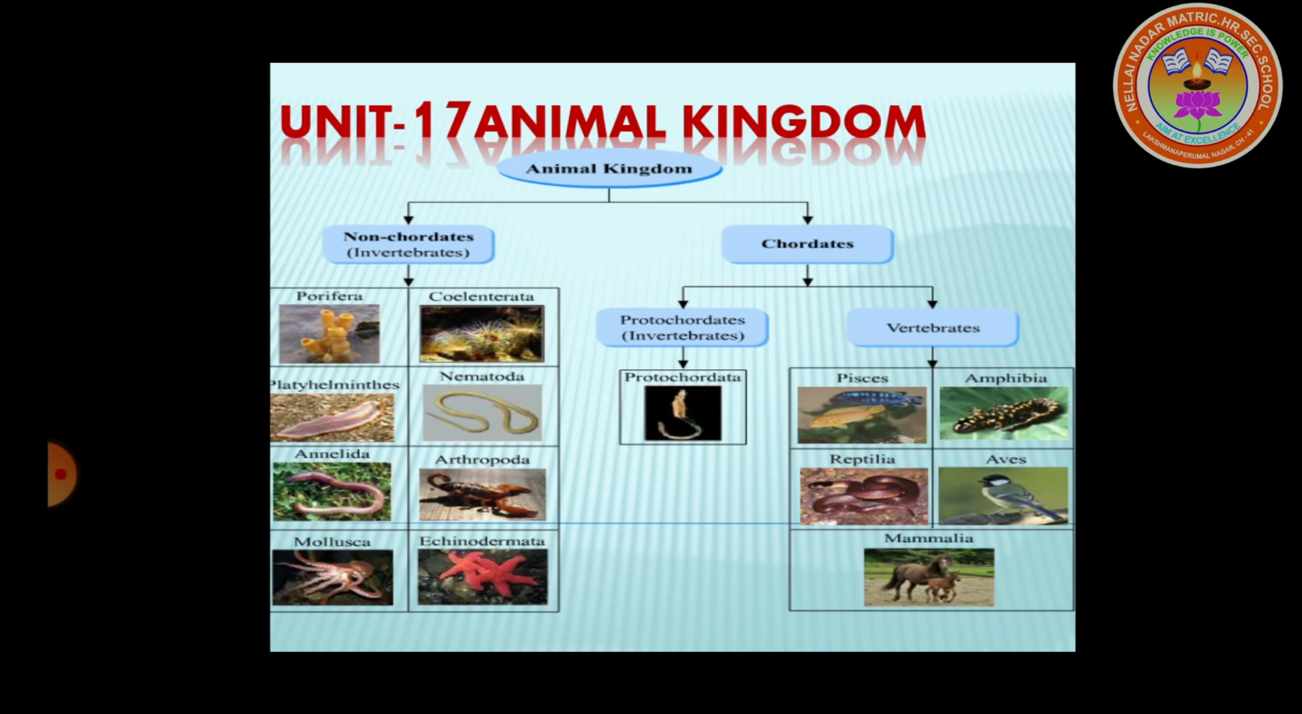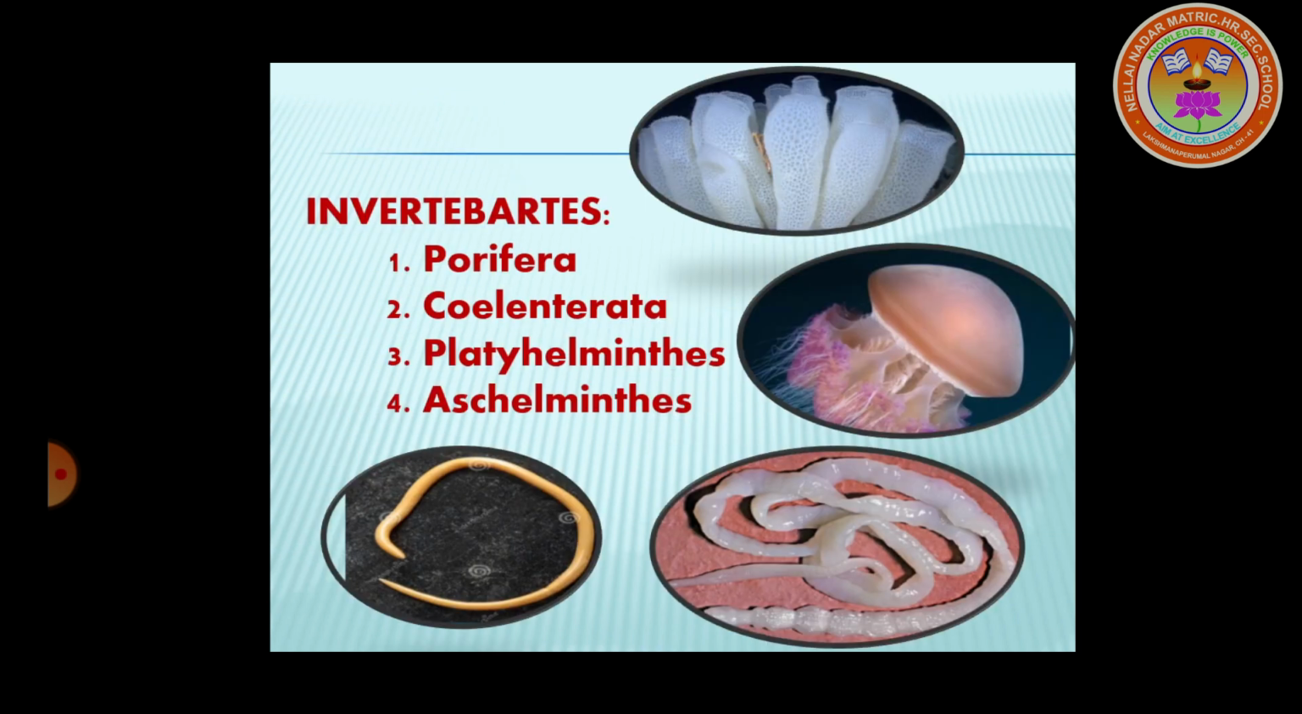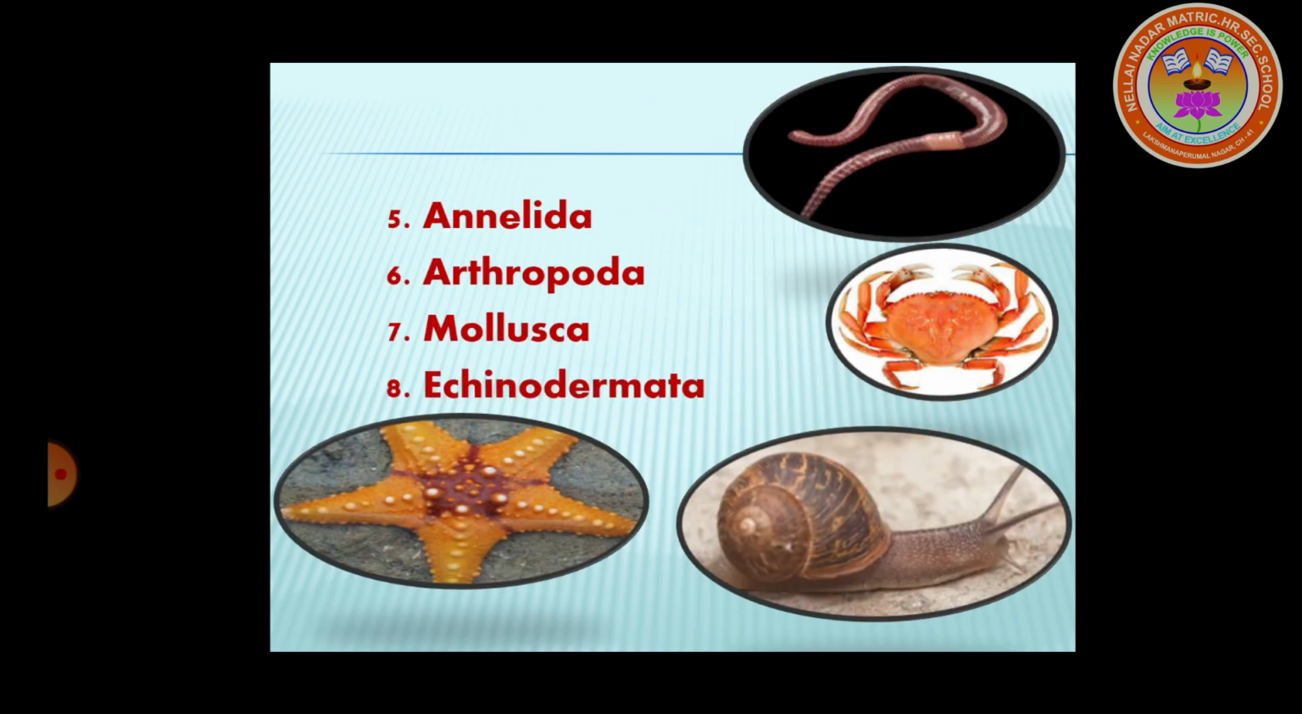The group Invertebrata is classified into 8 phyla, namely phylum Porifera, phylum Coelenterata, phylum Platyhelminthes, phylum Aschelminthes, phylum Annelida, phylum Arthropoda, phylum Mollusca, and phylum Echinodermata. I repeat, Porifera, Coelenterata, Platyhelminthes, Aschelminthes, Annelida, Arthropoda, Mollusca, and Echinodermata.